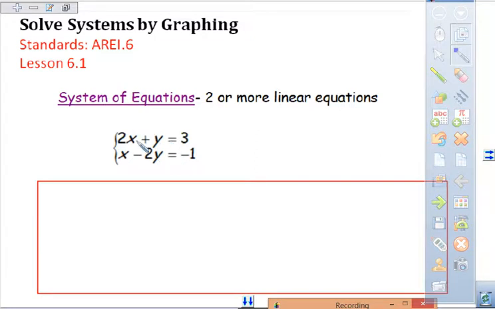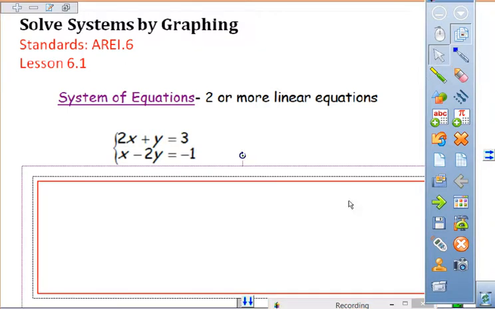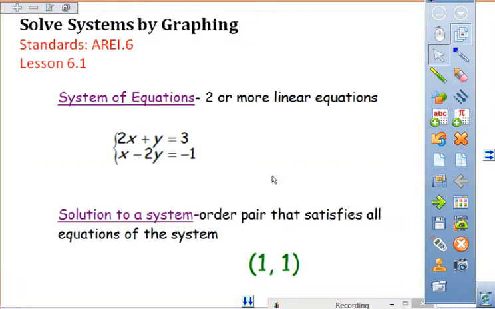So what we're going to do is, both of these are lines on a graph. Eventually these two lines may or may not intersect, so what we're going to look for is an intersection point. That's called a solution to a system, and it's going to be an ordered pair that satisfies all equations of the system. So the answer to this system is 1, 1.